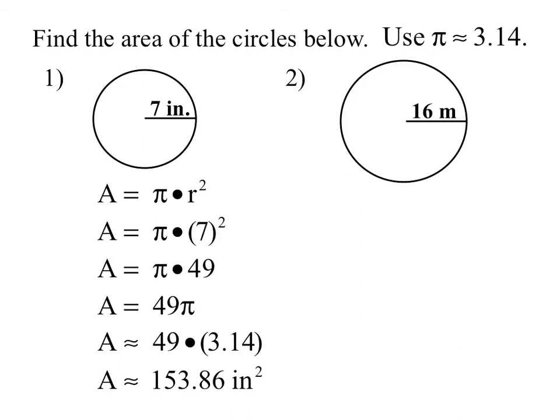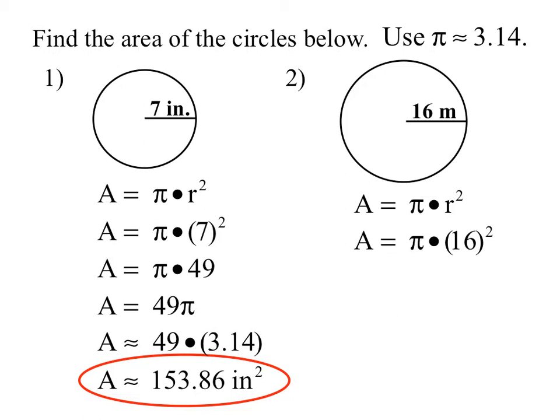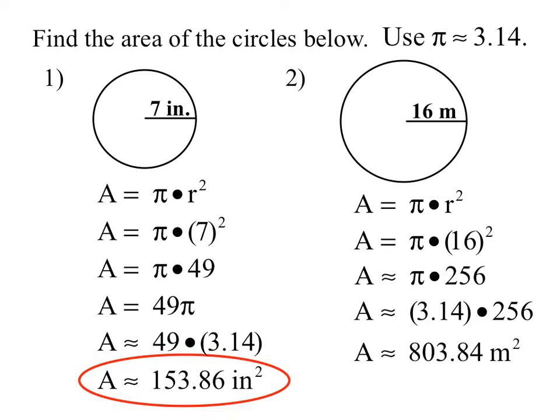Now check your work. Area equals pi r squared. Substitute in our 16. 16 squared is 256. Then multiply that by our 3.14. When I finish, I end up with 803.84 square meters.